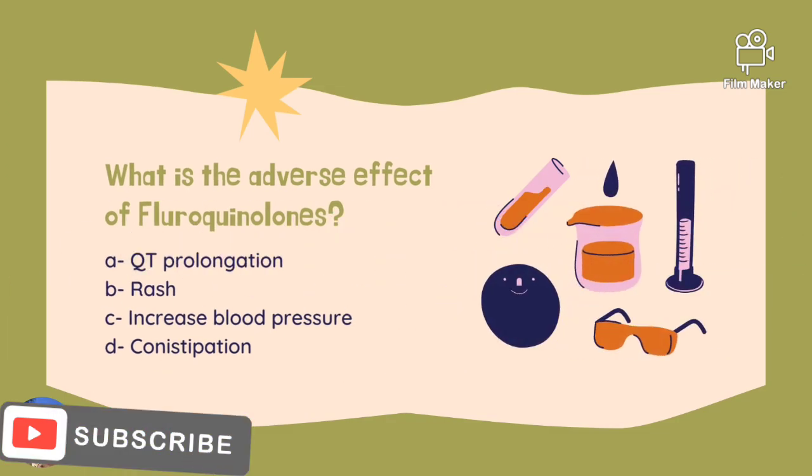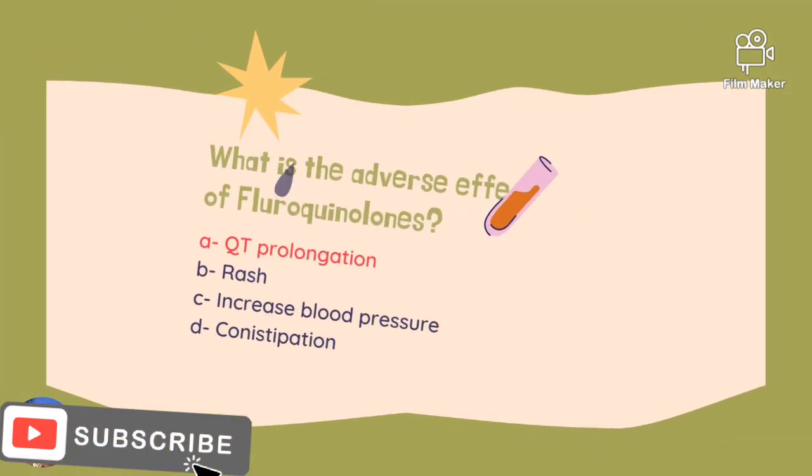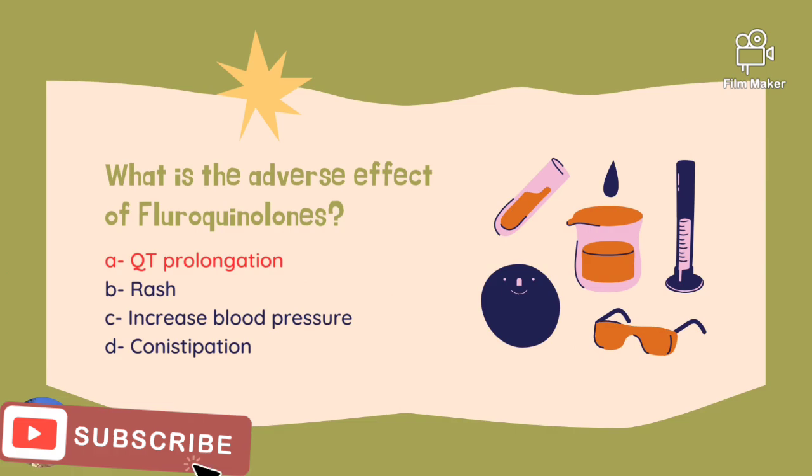What is the adverse effect of fluoroquinolones? A. QT prolongation. B. Rash. C. Increased blood pressure. D. Constipation. As we already know, the adverse effect of fluoroquinolones will be QT prolongation.